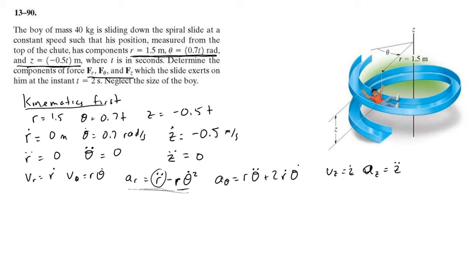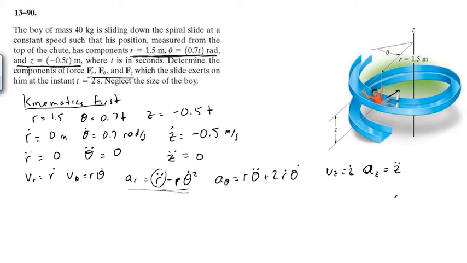So in this case now, the boy is being pulled to the center, and that's what this question is asking you for. It wants the components of the force that the slide is exerting on the boy to pull him into the center. That's what's going to come in this FR term, but we'll get to that in a second. Let's do the free body diagram.